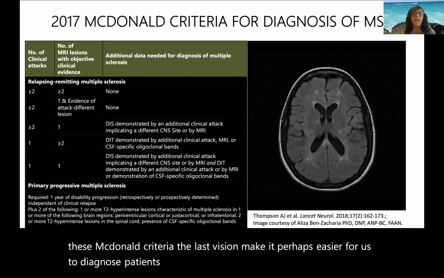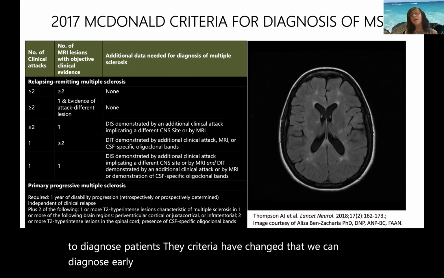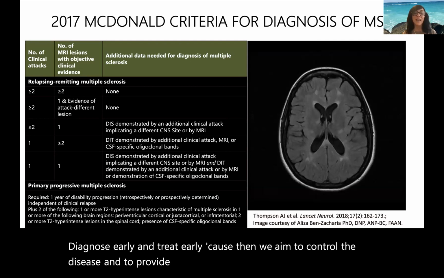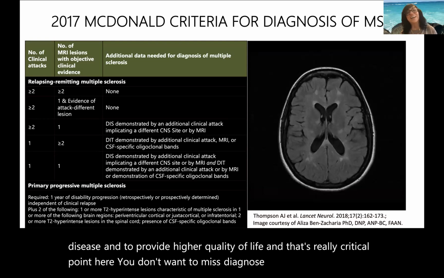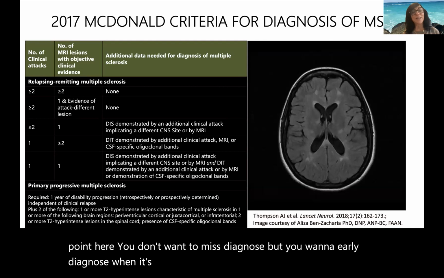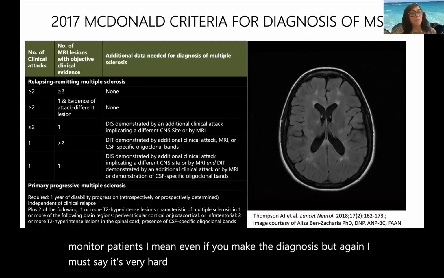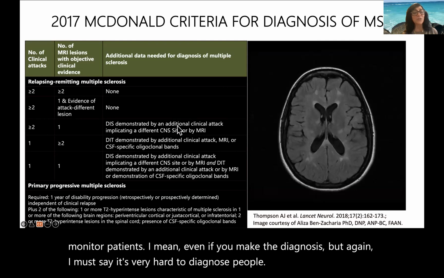The last revision makes it perhaps easier for us to diagnose patients. The criteria have changed so that we can diagnose the disease early. It's important to diagnose early and treat early, because then we aim to control the disease and provide a higher quality of life. That's a really critical point here. You don't want to misdiagnose, but you want to diagnose early when it's actually the right diagnosis. And always monitor patients, even if you make the diagnosis. But again, it's very hard to de-diagnose people. You always want to make sure that you're right with the diagnosis.